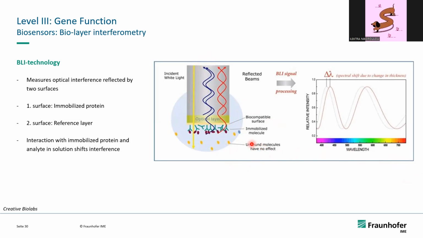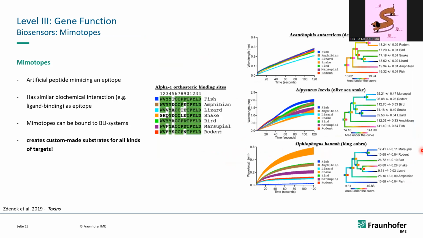The cool thing is that now we have the opportunity to actually engineer these bound molecules quite a lot. And this is thanks to mimotopes. A mimotope is an artificial peptide that mimics an epitope, and it has similar biochemical interactions as this epitope. And these mimotopes can be bound to BLI systems to measure interaction with almost any protein.